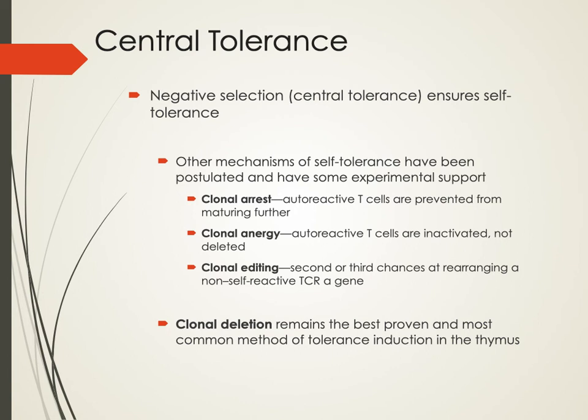And we also can get clonal editing. This is where the T cell gets additional chances to edit its T cell receptor, where adding or removing nucleotides from the T cell receptor genes can give you a different receptor that binds differently and maybe no longer binds something that's autoreactive. This is with the alpha gene. And then we also get clonal deletion, again kind of a last resort, where you delete the clone so that it's not able to go out into circulation.